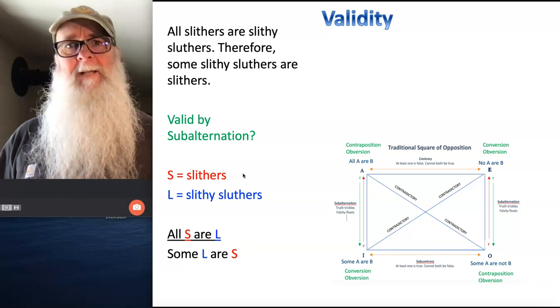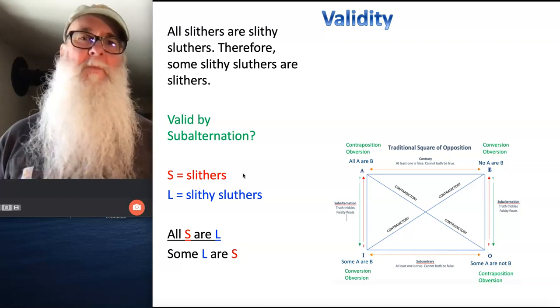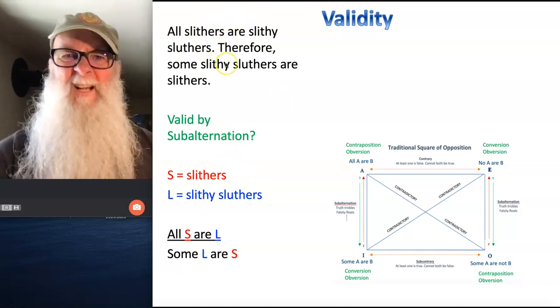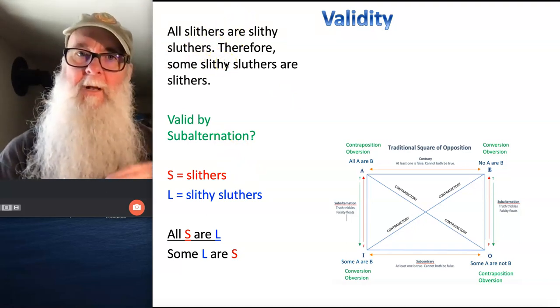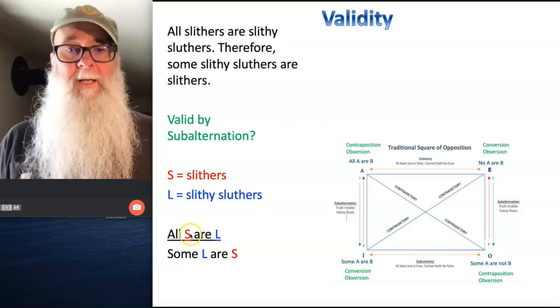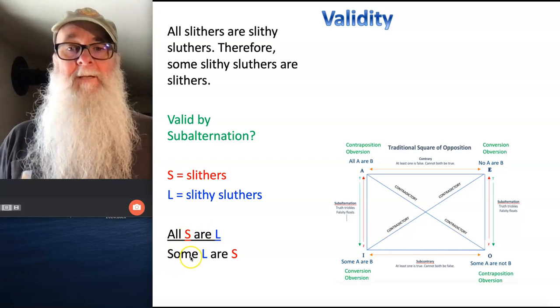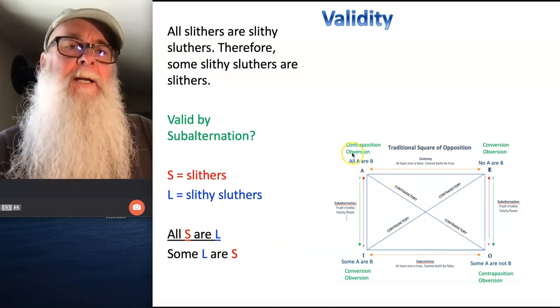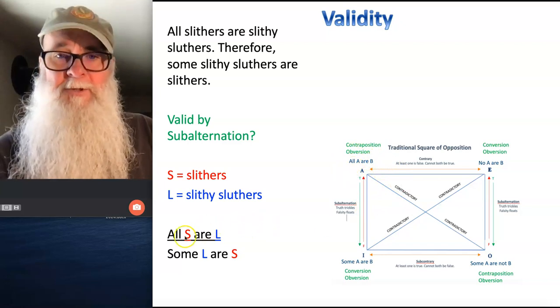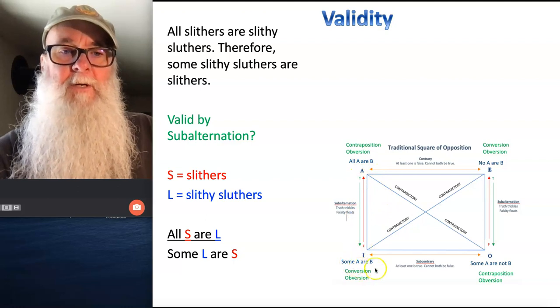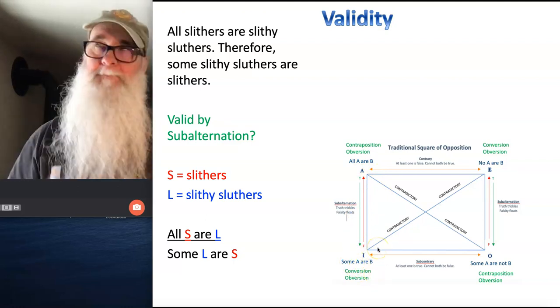Always reduce your arguments down to single letters. It makes it so much easier to see what all is going on. Because in an argument that's written like this, it's kind of all jumbled up and really hard to see what all is happening here. But when I symbolize it, I see that my premise statement is all S are L, and my conclusion statement is some L are S. And the rule of subalternation does say that if we assume an A statement is true, like our premise statement here, that truth value trickles down and makes the corresponding I statement also true.